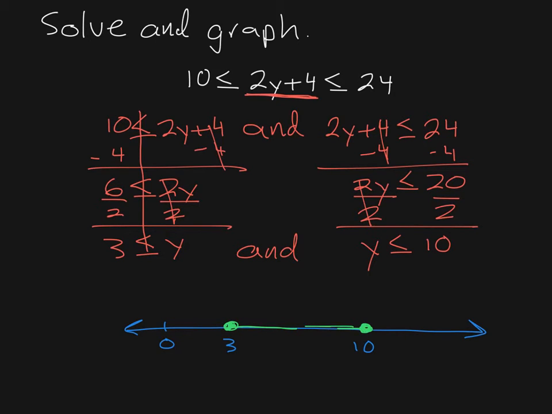When we have an and inequality, we have two circles with the space in between shaded in. In this case, our circles are closed. And we can write our solution as 3 is less than or equal to y, which is less than or equal to 10.